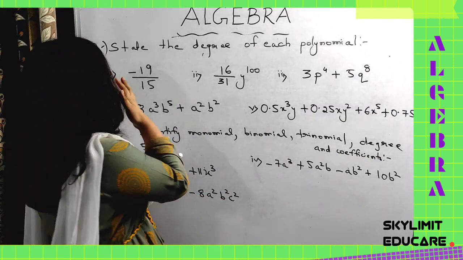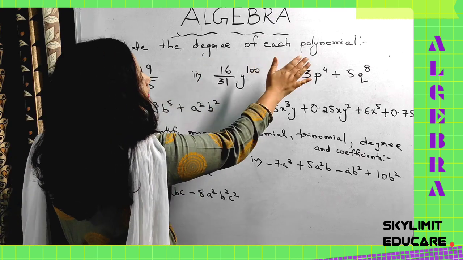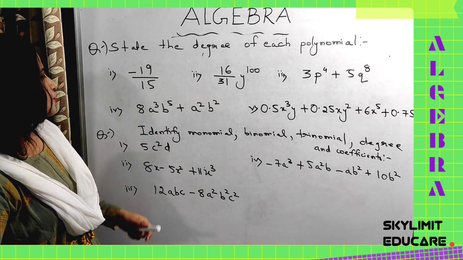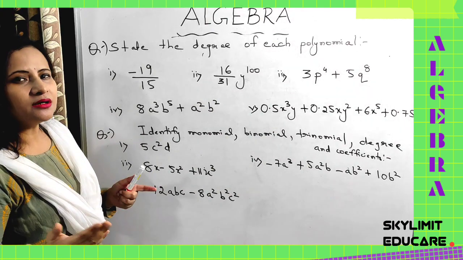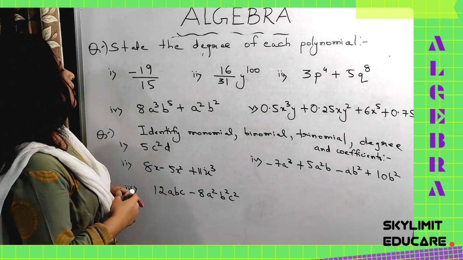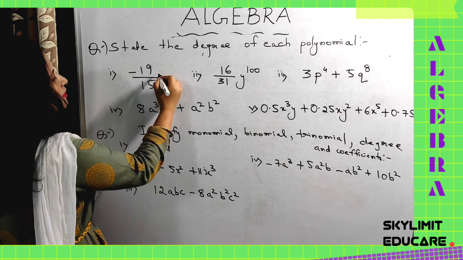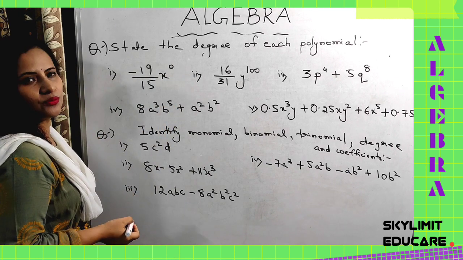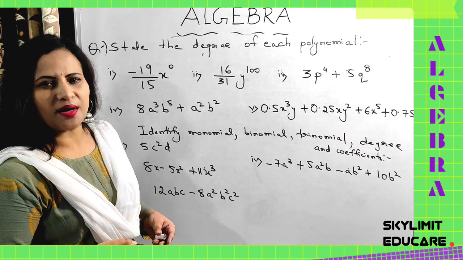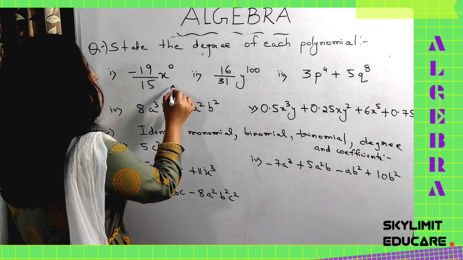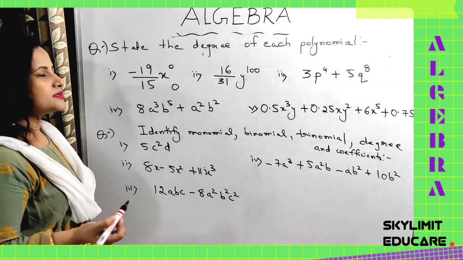Okay? State the degree of each polynomial. The first question is asking you to state the degree. Some polynomials are given to you and you're asked to write the degree of the polynomial. So how will you do that? The first question is minus 19 by 15. And as you know, it can be written in the form of x to the power of 0. X to the power of 0 is same as 1. So what is the degree of this polynomial? The degree is 0.